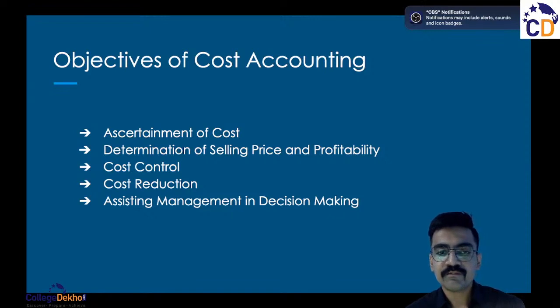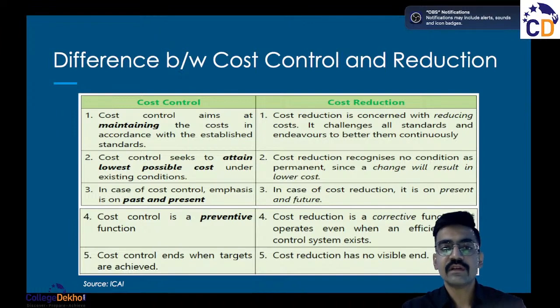And not just in budgetary control, not just in ascertaining budgets of different types of costs, but also in deciding whether there has to be any increase in the selling price of the commodity, whether there has to be an increase in the profitability margin, the profit margin of the company or not. So all of these processes combined, all of these objectives combined assist the management in decision making. All right, now let us look at the difference that exists between cost control and cost reduction.